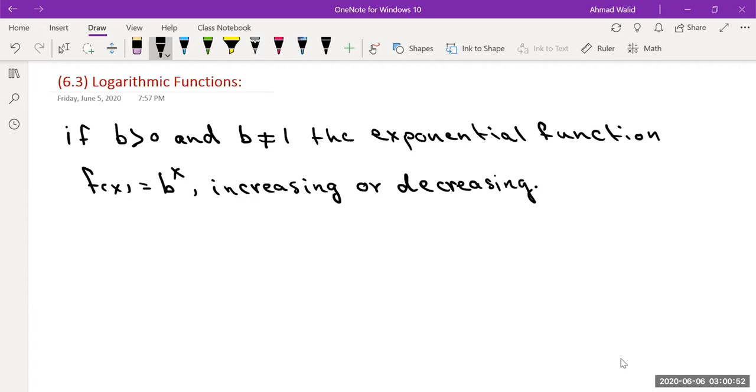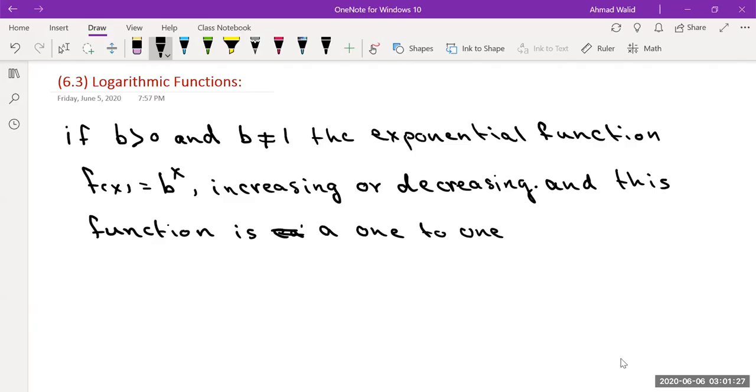If b is greater than 0 and b is not 1, it's greater than 1 or between 0 and 1, this function is increasing or decreasing. And at the same time, this function is a one-to-one function. We saw this the other day.